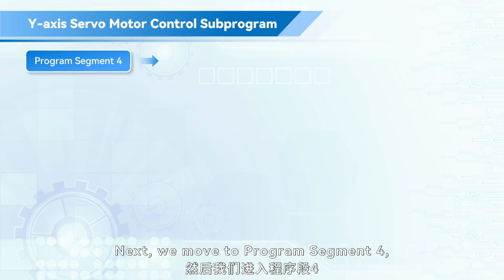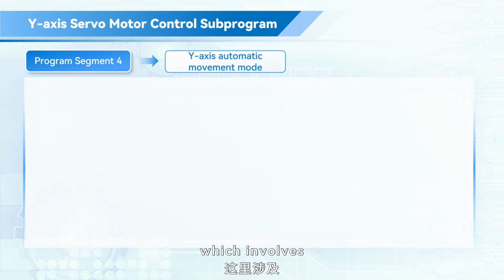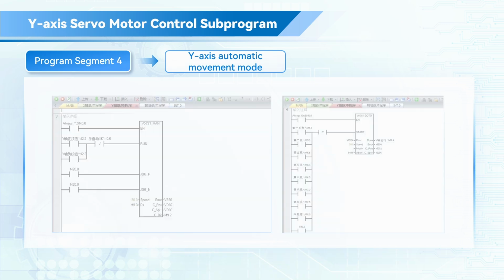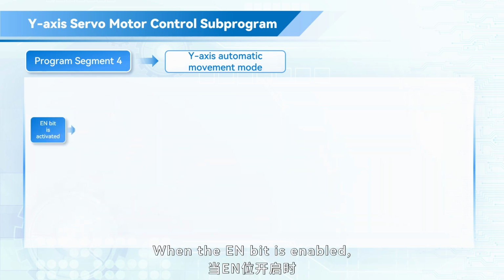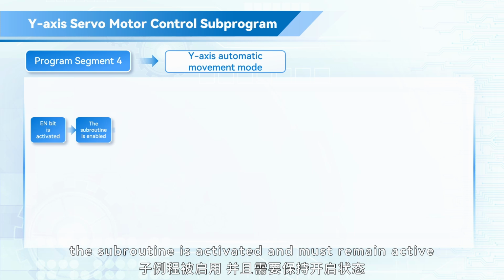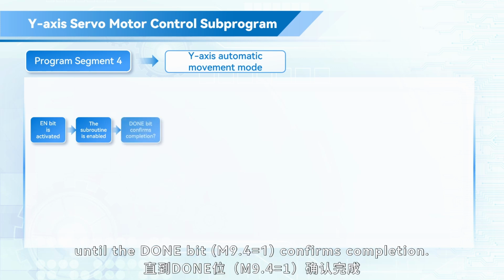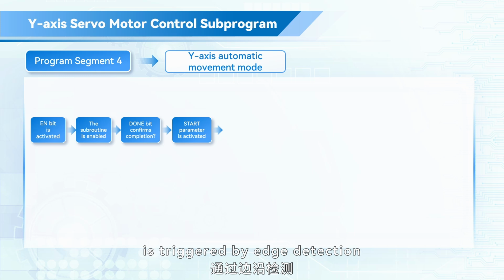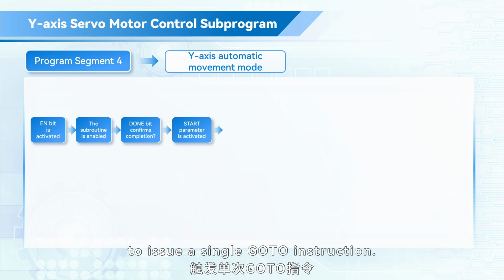Next, we move to Program Segment 4, which involves the Y-axis automatic movement mode. When the EN bit is enabled, the subroutine is activated and must remain active until the done bit, M9.4 equals 1, confirms completion. The start parameter is triggered by edge detection to issue a single go-to instruction.